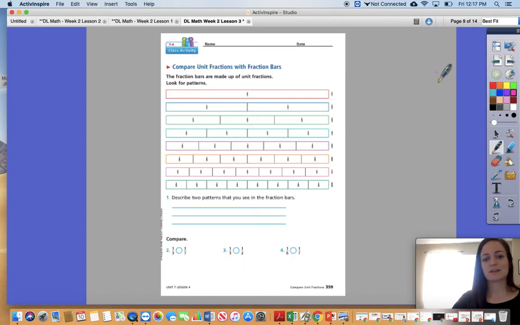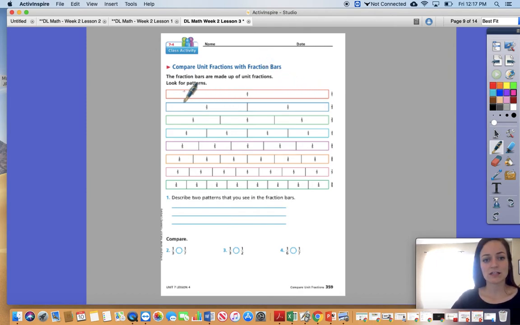Okay, so this was comparing unit fractions, and we'll go through this kind of quick. And again, you guys have already learned this part, but this is kind of a quick review. But if you are still having a lot of problems with this throughout the semester, we will always review all of this stuff at the end of the year too. Okay. Comparing unit fractions with fraction bars.